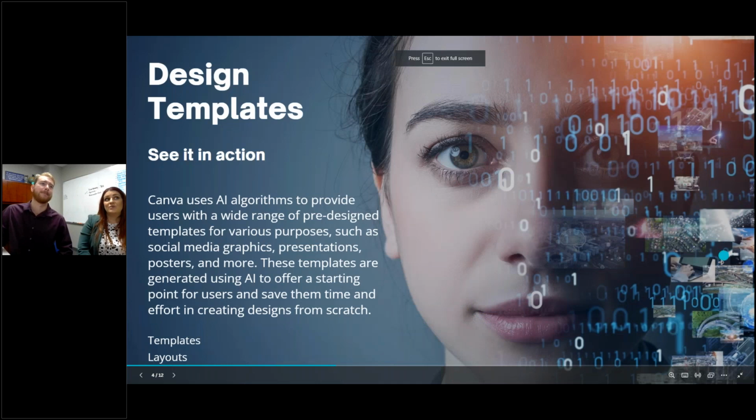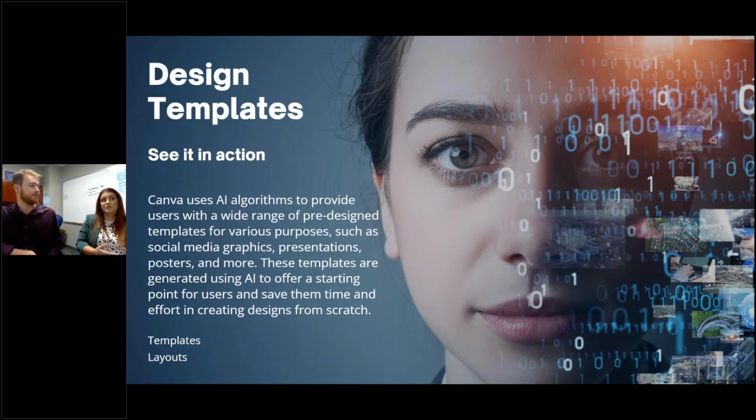All right. So now we're going to talk about design templates. So Canva uses AI algorithms to provide users with a wide range of pre-designed templates for various purposes, such as social media graphics, presentations, posters, flyers, websites, and more. These templates are generated using AI to offer a starting point for users, and they save them time and effort in creating designs from scratch. Absolutely. So we're going to talk about templates and layouts. Let's show them.